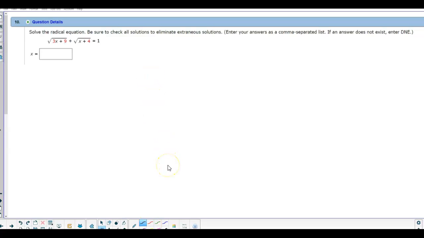Question number 10. Solve the radical equation and be sure to check all solutions to eliminate extraneous solutions. So in this equation, we have two radicals.